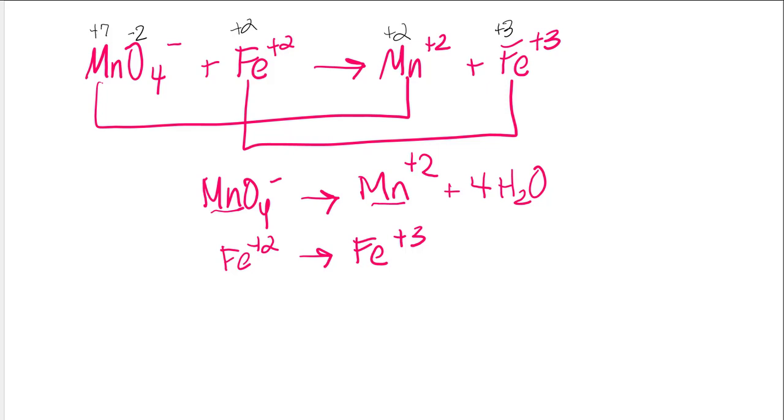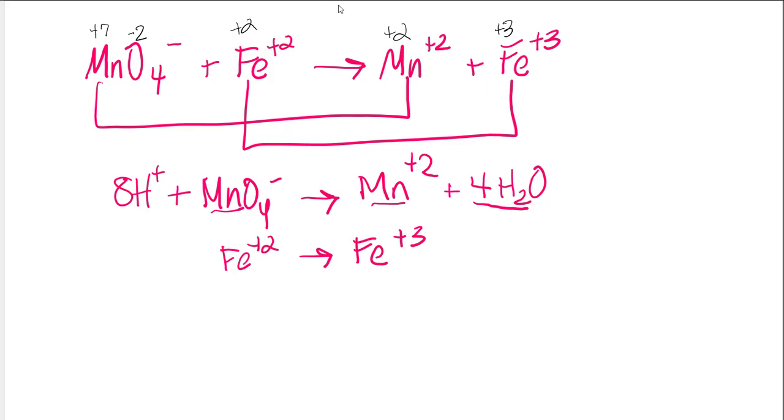Now direction number 4, balance my H's using H+. On the right, I have 8 H's, 4 H2O's, that's 8. So on the left, I need to add 8 H pluses. That balances my H's. On to rule number 5, I need to balance charge using electrons.